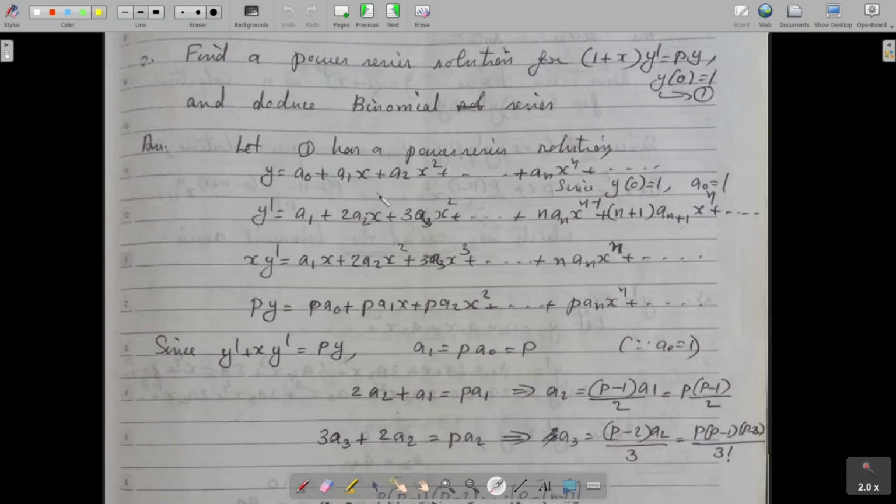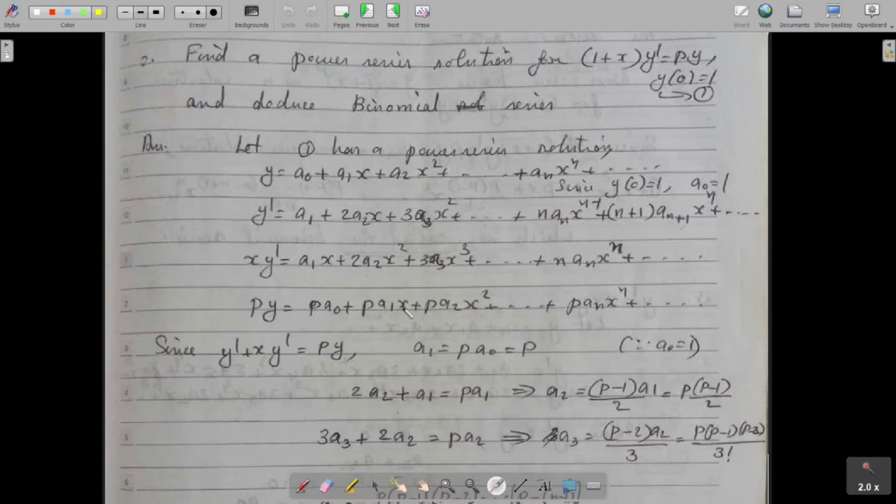Now we have to equate the coefficient of x. We have to add these two equations first. So the coefficients of x are 2a2 here, and here it is a1. So 2a2 plus a1 equal to pa1.